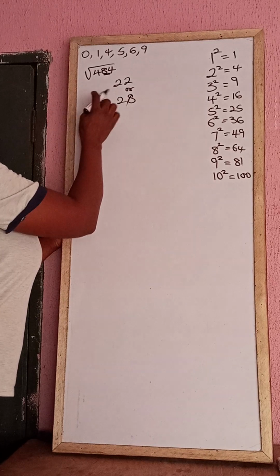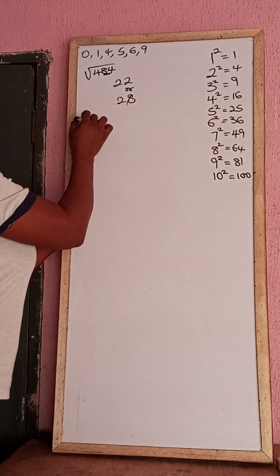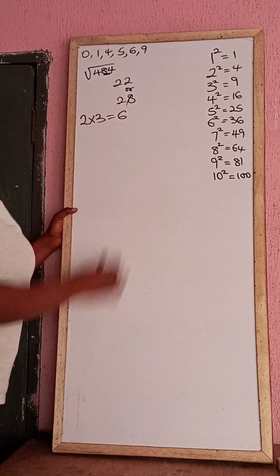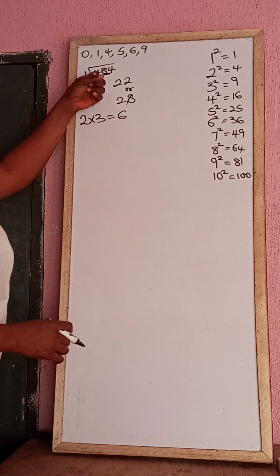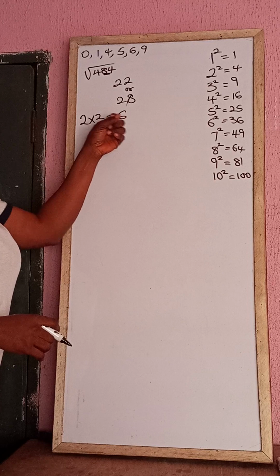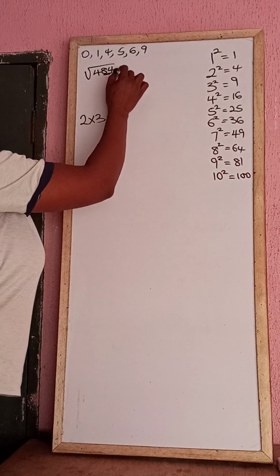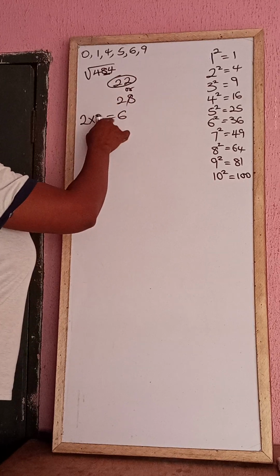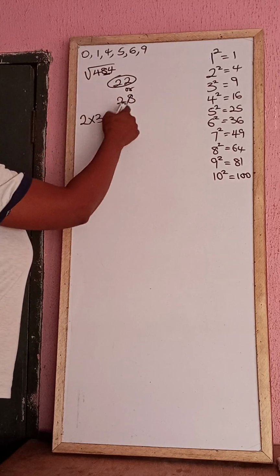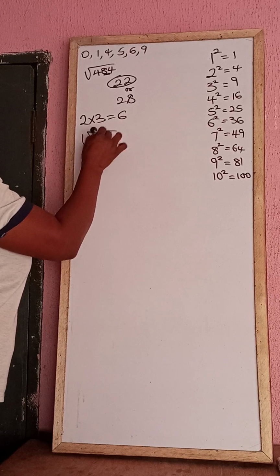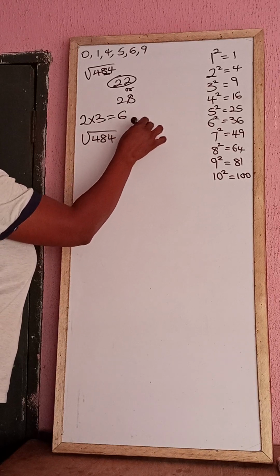Now, what do we do? These 2 here, after 2, the next digit is 3. We are multiplying 2 by 3 to get 6. Now, 6 is bigger than 4. As long as we get a product that is bigger than what we have left, we go for the smaller number. But if this product had been smaller than what we have here, we would go for the larger number. We are now saying that the square root of 484 is equal to 22.